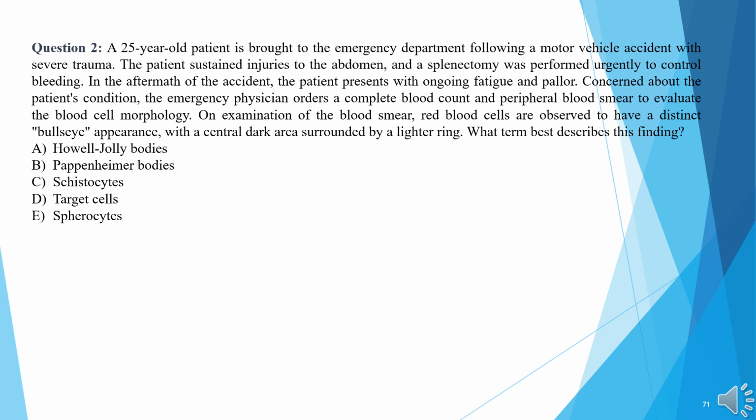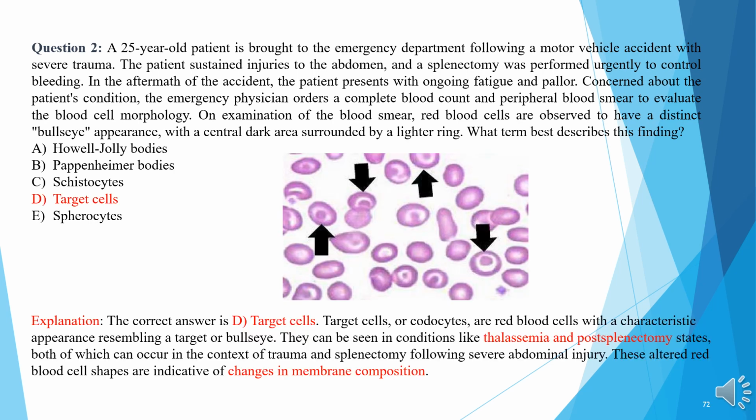What term best describes this finding? A. Howell-Jolly bodies. B. Oppenheimer bodies. C. Schistocytes. D. Target cells. E. Spherocytes. The correct answer is D.